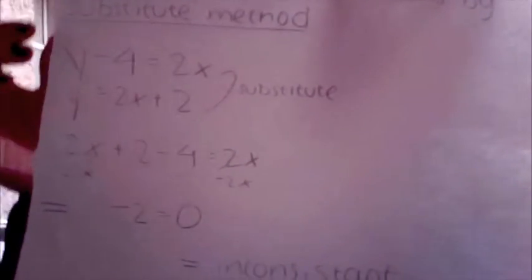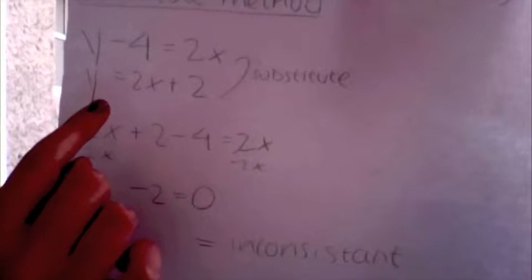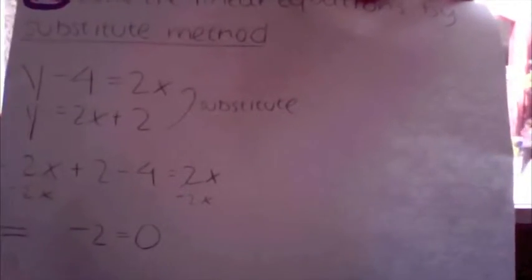Now I'm going to do problem 106. Solve the linear equation by the substitution method. We can see that y minus 4 equals 2x and y equals 2x plus 2. The y is already by itself here, so we're going to substitute here. 2x plus 2 minus 4 equals 2x. So we subtract 2x from each side and we get minus 2 equals 0. So this is an inconsistent linear equation.